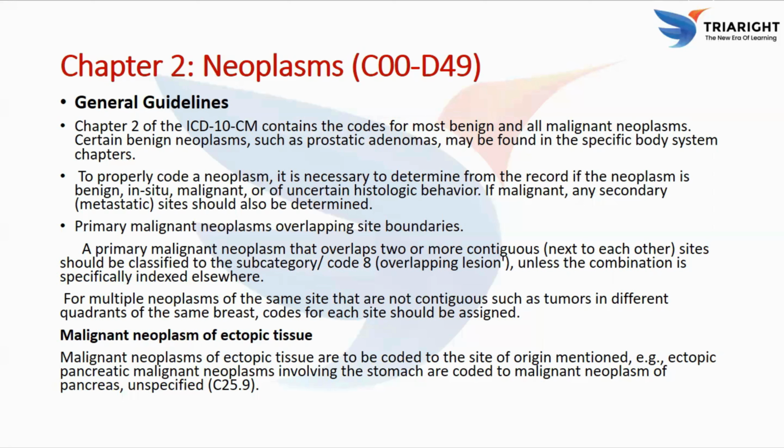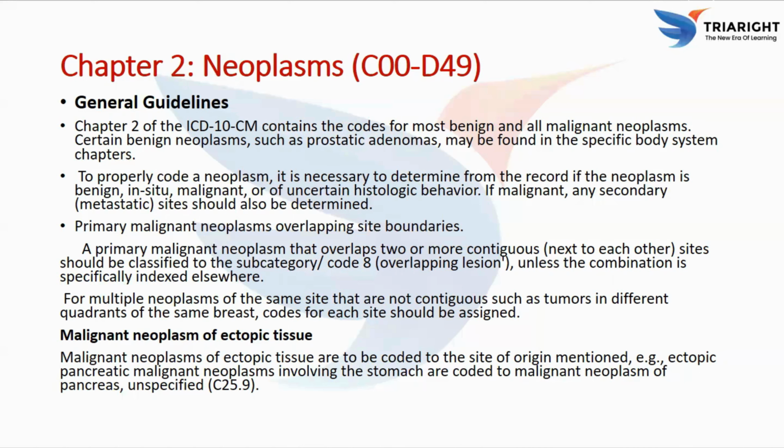The fourth guideline is malignant neoplasm of ectopic tissue. What is ectopic tissue? Ectopic tissue is normal tissue located in an abnormal place. For example, ectopic pancreatic tissue in the stomach, or ectopic thyroid tissue in the neck. What is the coding rule here? Malignant neoplasms of ectopic tissue are coded to the site of origin, but not where they are found.